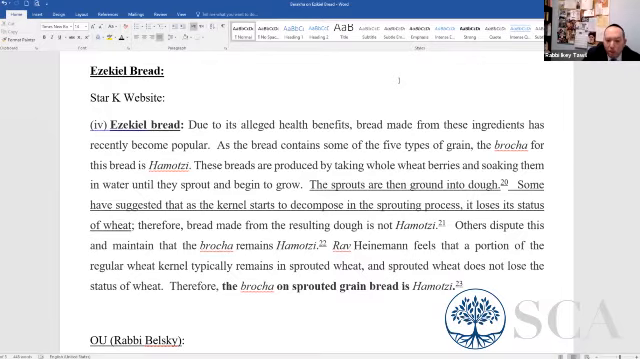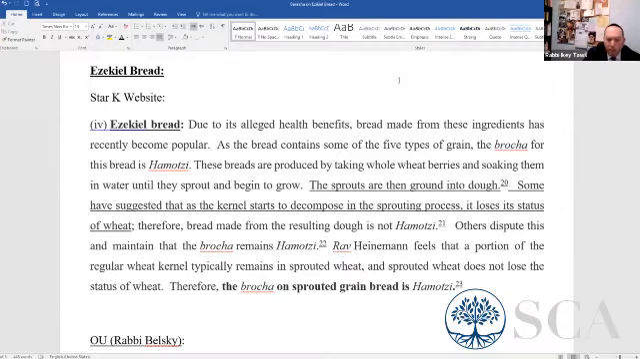It says, therefore, bread made from the resulting dough is not Hamotzi. Others dispute this and maintain that the bracha remains Hamotzi. Rav Heinemann, which is a very big gadol, feels that a portion of the regular wheat kernel typically remains in sprouted wheat, and sprouted wheat does not lose the status of wheat. Therefore, the beracha on sprouted grain bread is hamotzi.